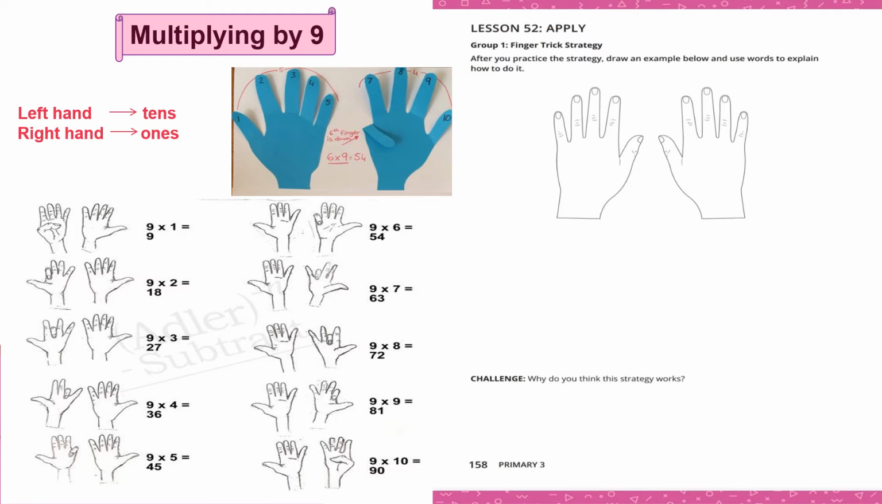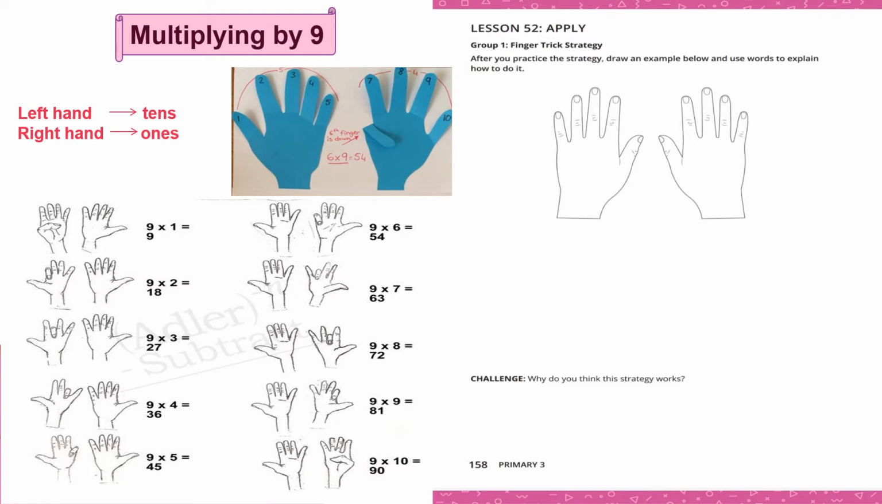9 times 3. Look at the other number, 3. So you must bend down finger number 3. How many fingers on the left side? 2 in tens. And how many on the right side? 7 on the right side. So the number will be 27, and so on.